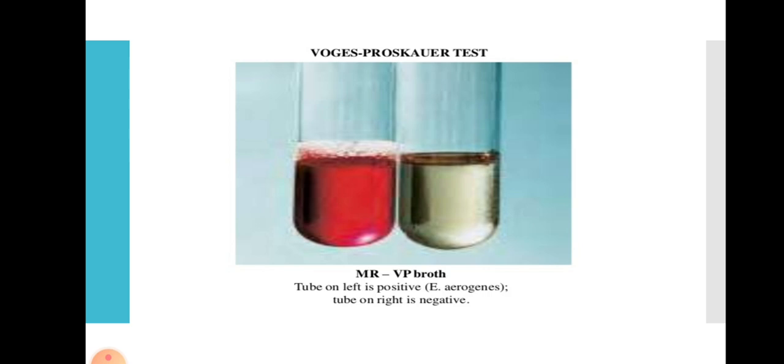Picture of Voges-Proskauer test. On the left, we can see a positive VP test, which is positive for Enterobacter aerogenes. On the right, we can see a negative test for E. coli, where there is no color change at all.